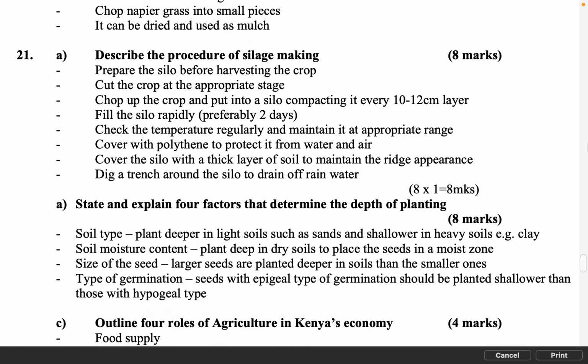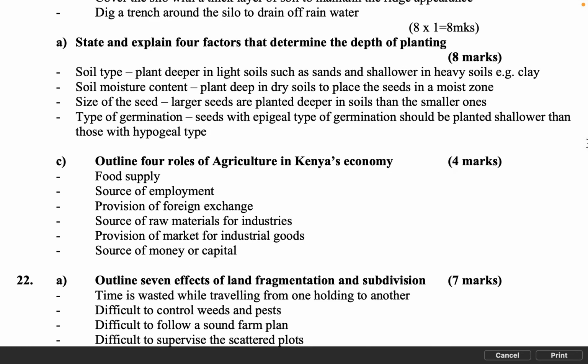8x1 equals 8 marks. State and explain 4 factors that determine the depth of planting. 8 marks. Soil type: plant deeper in light soils such as sands and shallower in heavy soils, e.g. clay. Soil moisture content: plant deep in dry soils to place the seeds in a moist zone. Size of the seed: larger seeds are planted deeper in soils than the smaller ones. Type of germination: seeds with epigeal type of germination should be planted shallower than those with hypogeal type.